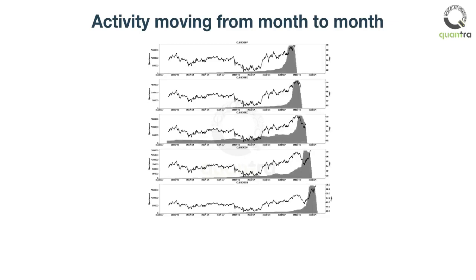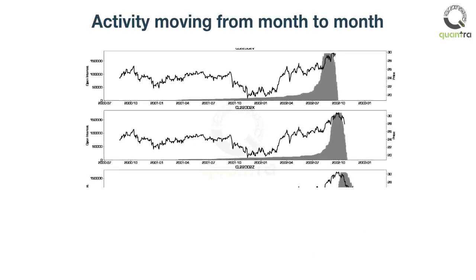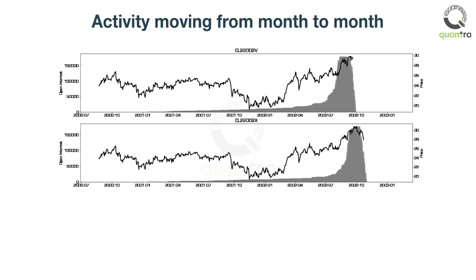Consider what's going on in the image on screen. Each chart pane shows one delivery of crude oil, where the black line is the last traded price and the gray area represents open interest. The dates on the x-axis are the same across all 5 panes. What you see here is how the trading activity keeps moving from delivery to delivery.